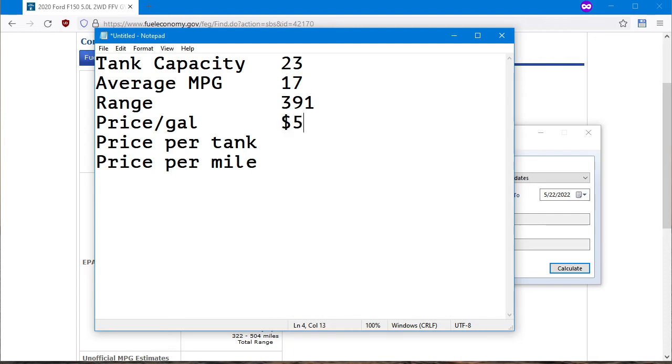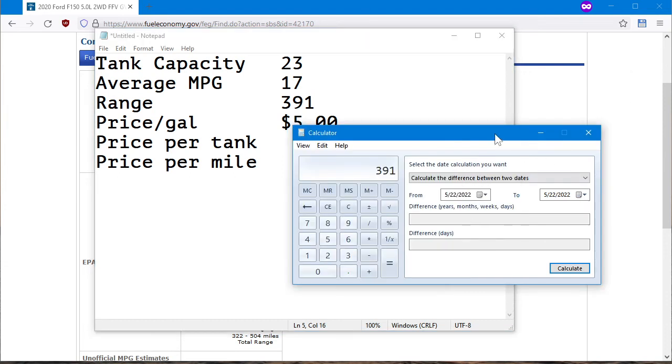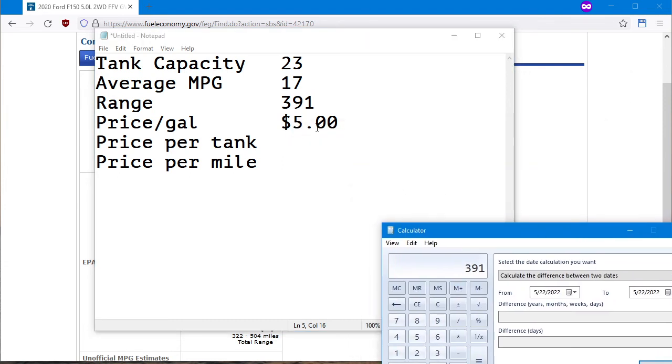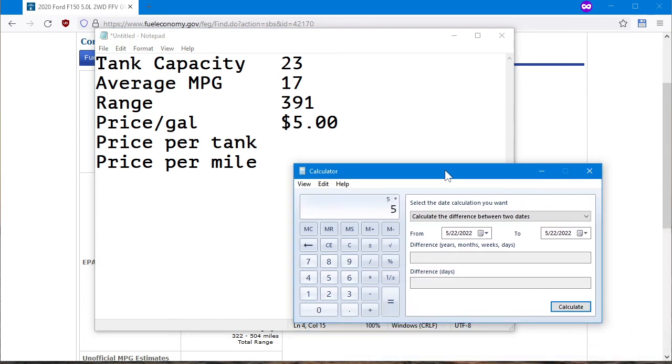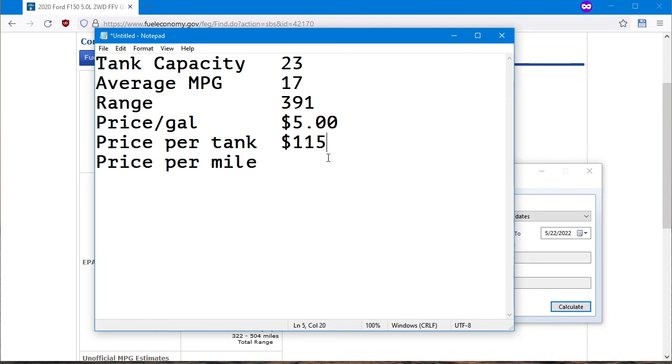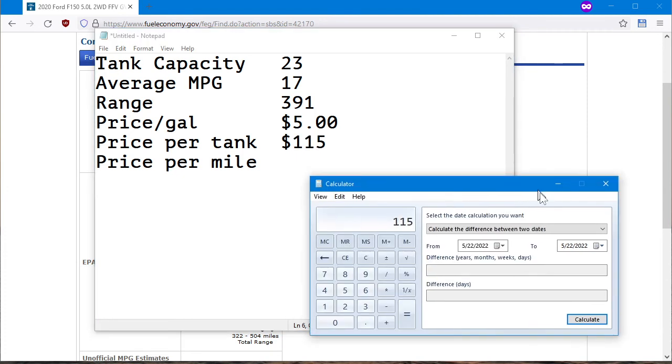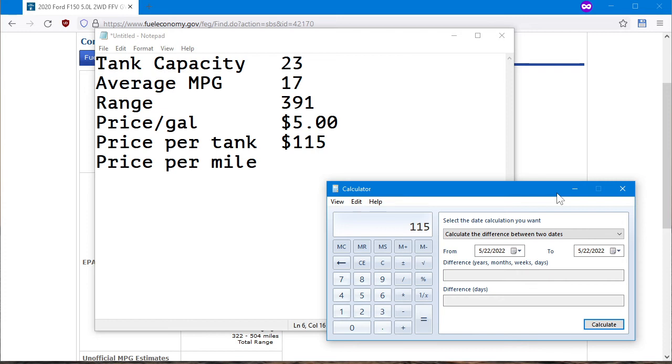Okay, now for the price per gallon, that's whatever you pay right now. I'll just say it's $5 per gallon. So we have $5 per gallon, and if it is 5 times 23, let's just again assume a bone dry tank, filling up from nothing. So that would be 5 times 23, $115 to fill that Ford, because we're Americans. Okay, so now what we need to do is get the price per mile.